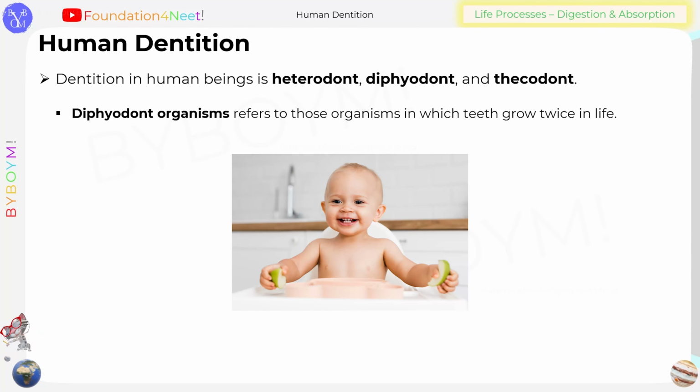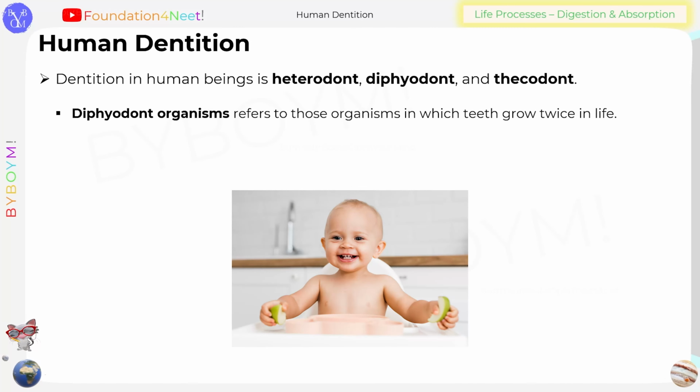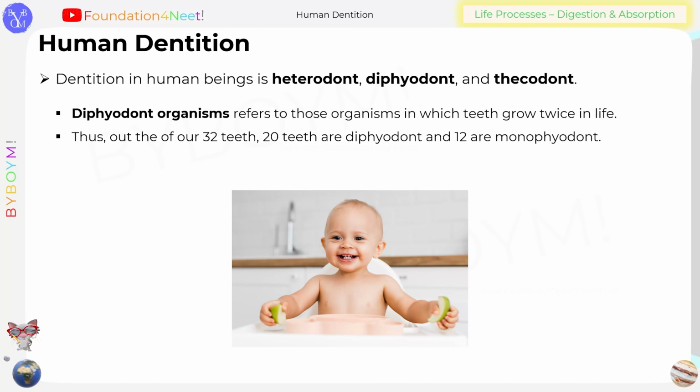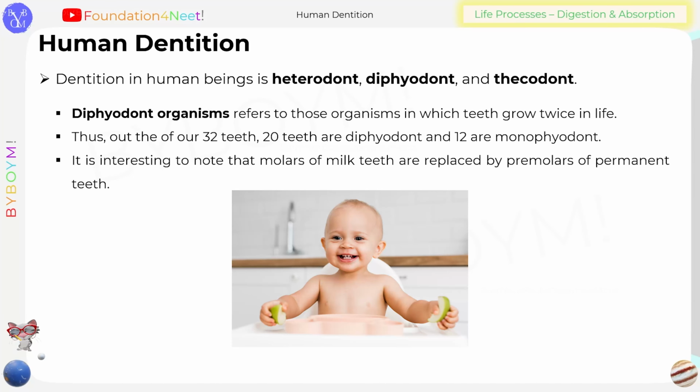Now moving on to what are Diphyodont organisms. Diphyodont dentition refers to dentition in which we have two sets of teeth appearing in life. We have already discussed that in human beings we have two sets of teeth. Out of the 32 teeth, 20 teeth are Diphyodont and only 12 are Monophyodont and appear only once. It is interesting to note that molars of milk teeth are replaced by premolars of permanent teeth.